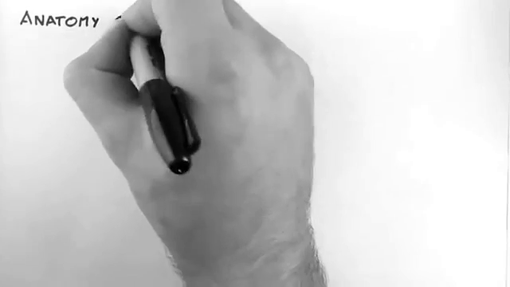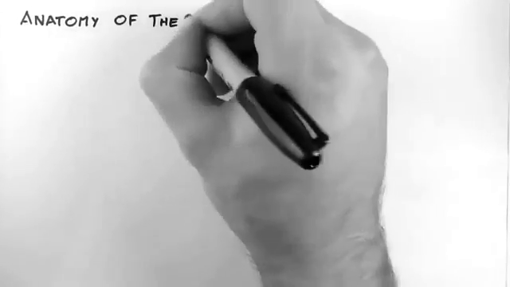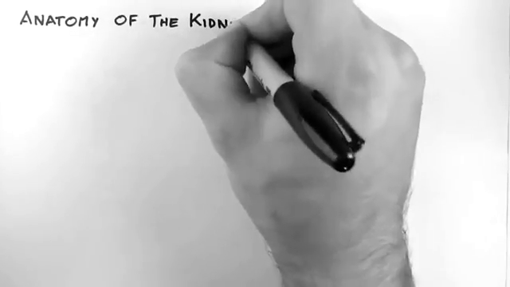Hi, this tutorial is the first in a series about the anatomy of the kidney. Now the main function of the kidneys is to filter blood and produce urine. And the anatomy of the kidney is really important because it is an area where structure relates closely to function.